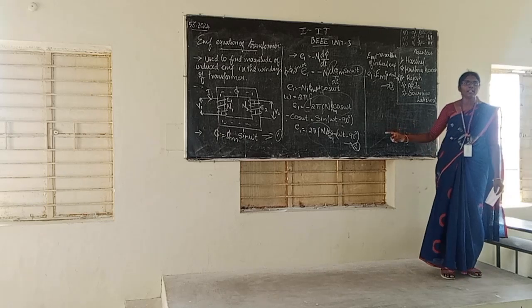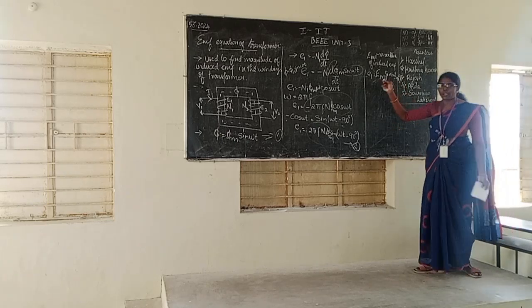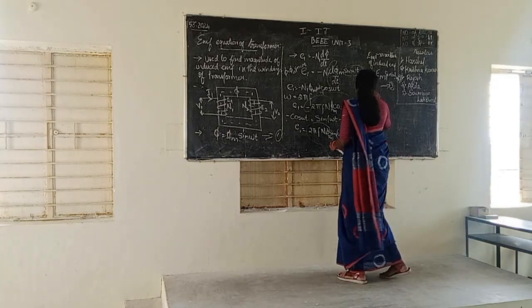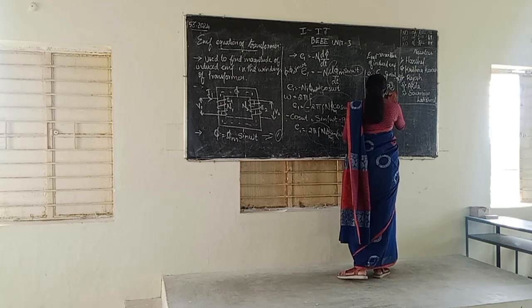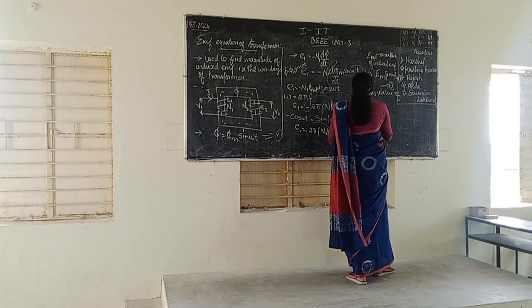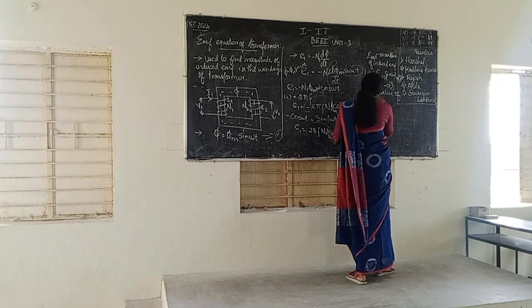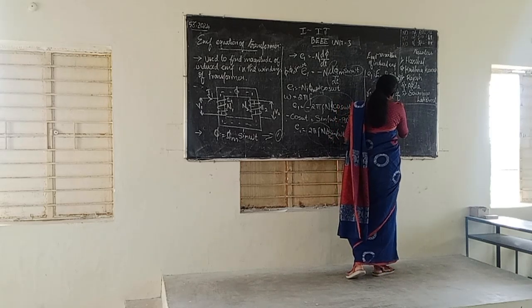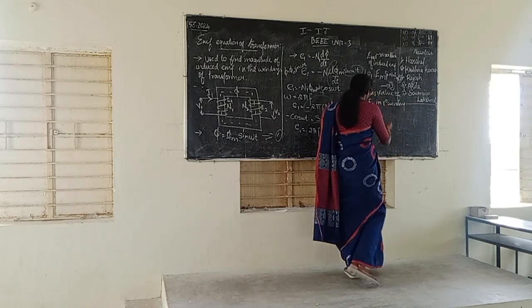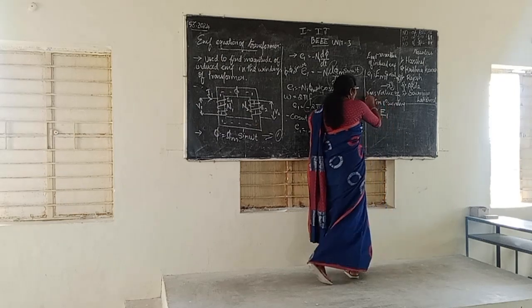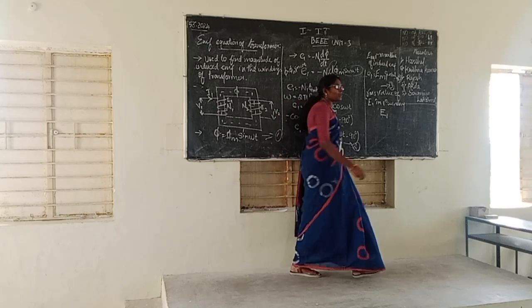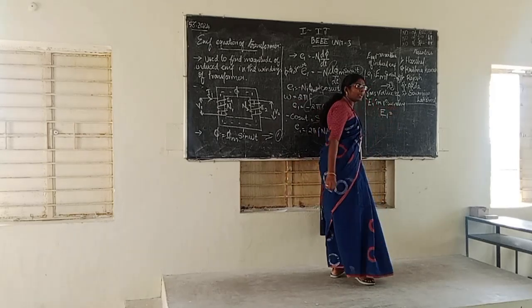Next thing I am going to do is find out the RMS value of the induced EMF, that is in the primary winding. This RMS value of the induced EMF E1 in the primary winding is mentioned as E1. We know that RMS is root mean square.